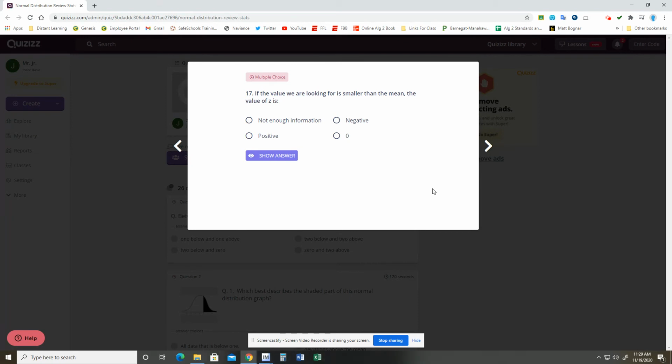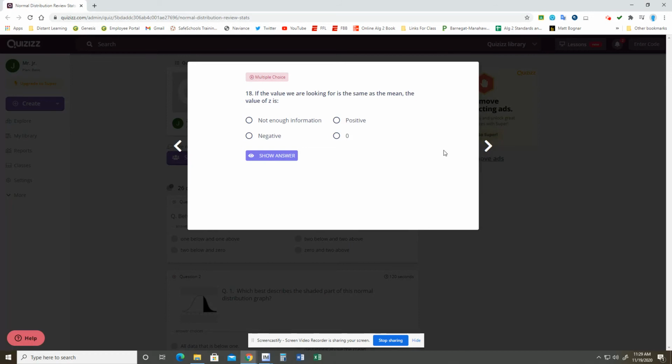Number 17. If the value we are looking for is smaller than the mean, this goes into exactly what I just talked about. If the value we're looking for is below the mean, less than the mean, below average, the z-value is definitely going to be negative, as you can see there. If you are above average, you're positive. If you are right on average, your z-score is actually 0.